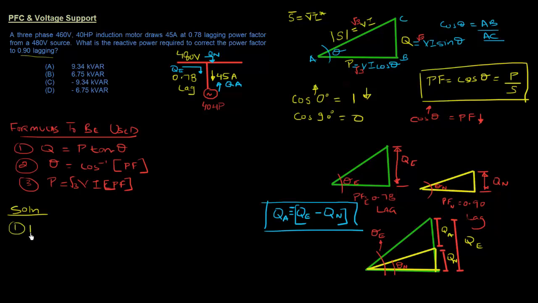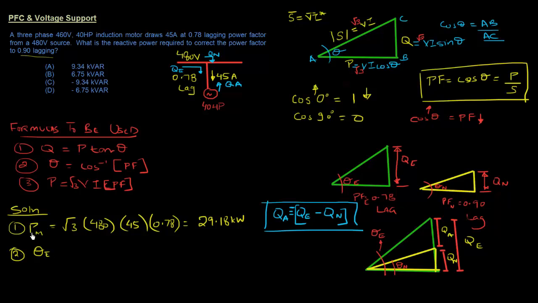Step 1 is we're going to calculate the power requirement for the motor. That's going to be root 3 times 480. Remember how I said we have to use the system voltage and not the nameplate voltage? So we have 480 times the current. The current is given to us as 45 times the power factor. So the power factor is 0.78. And that's going to give us a value of 29.18 kilowatts.